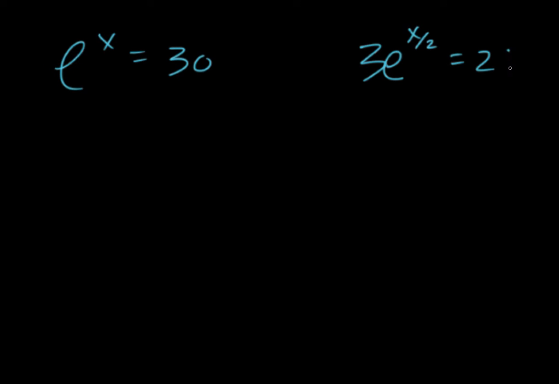Now the next one, they want us to find exactly the answer to both of these. So the first one, if we have an exponential base of e, we have to use natural log of both sides. e cancels natural log, so we get natural log of 30.